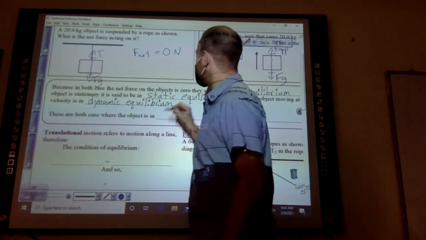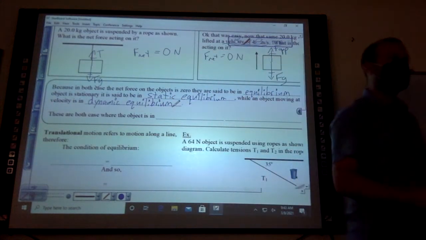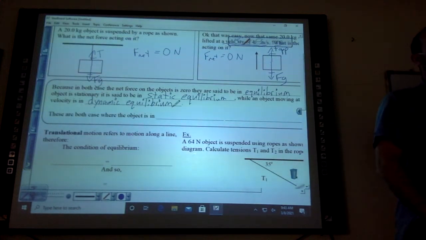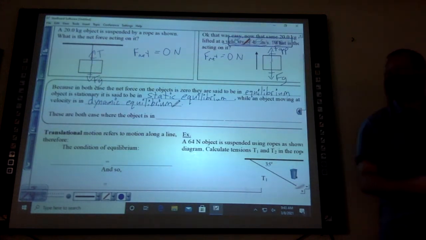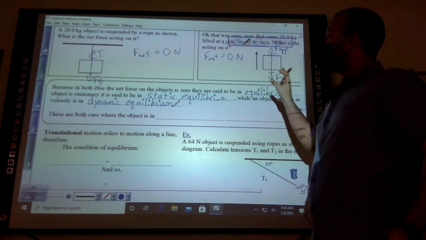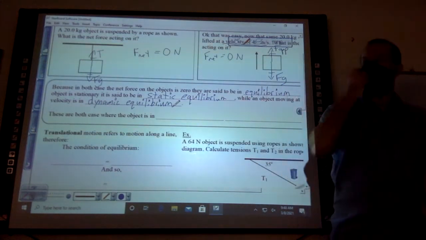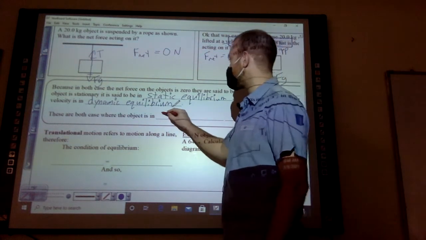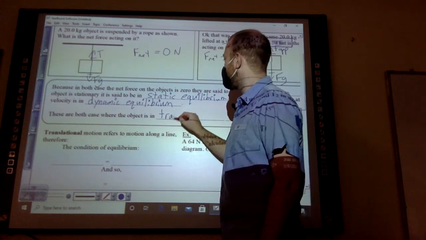So some terminology here you're going to need to get familiar with. Again, think about static, dynamic. Dynamic, something's moving. Static, it's not. So these are both cases where we have an object that's in translational equilibrium. I'm going to explain this in just a sec, but first I'm going to write it.